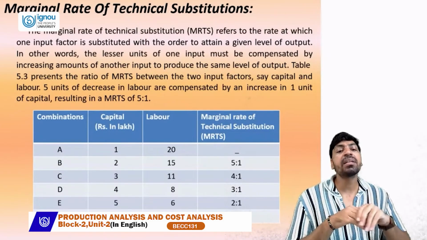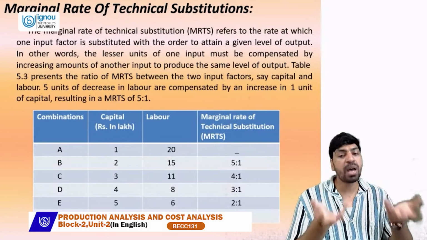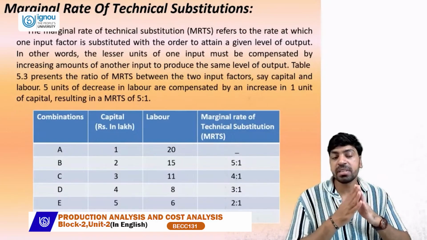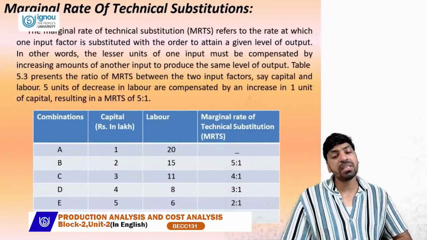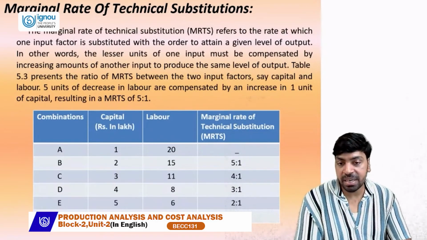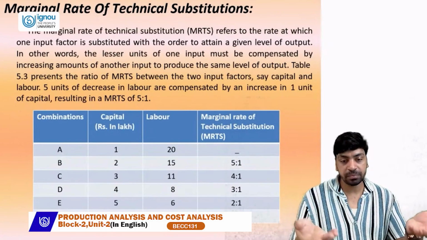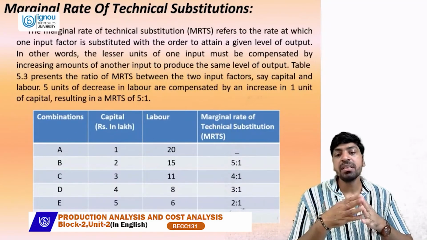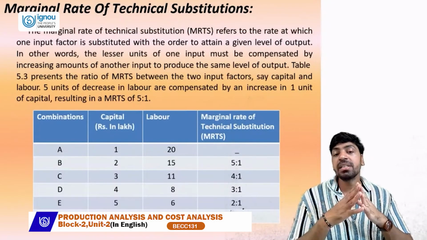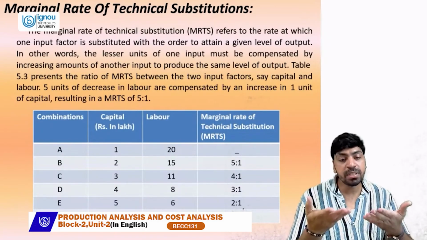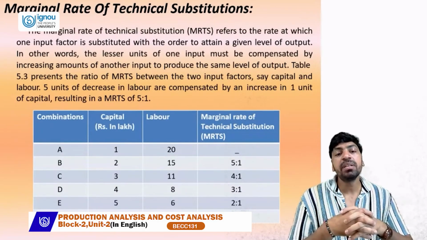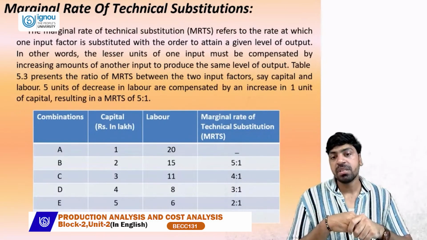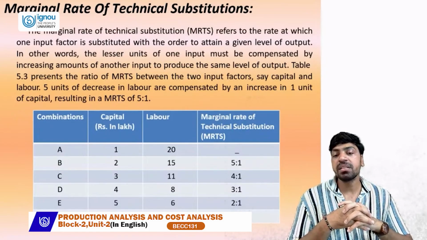The difference of capital is 2 minus 1, that is 1. So the difference of capital is always 1. But the difference of labor is different: 5, 4, 3, 2, 1. It means that if you reduce the units of labor, you have to compensate with units of capital. That's called the marginal rate of technical substitution.